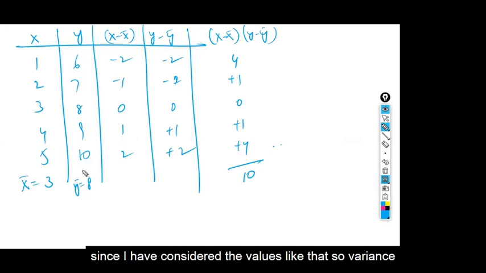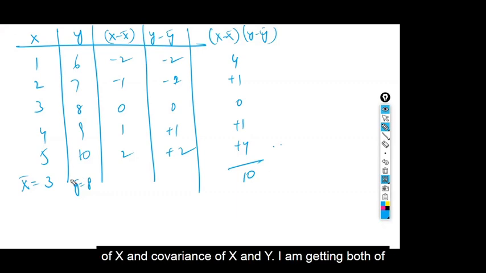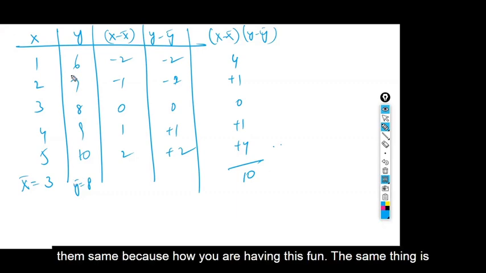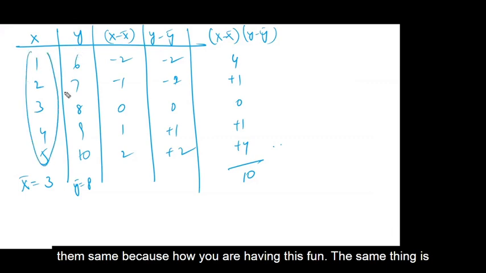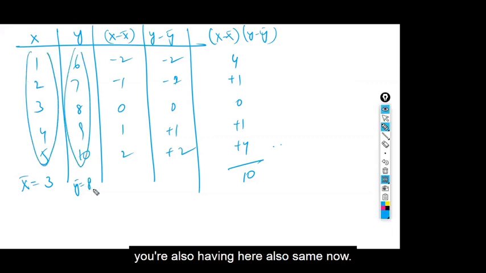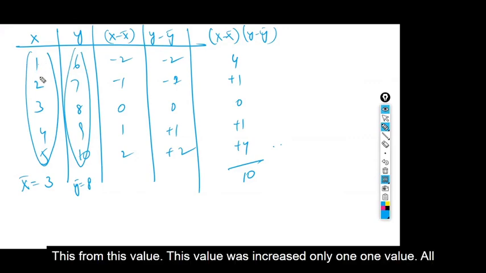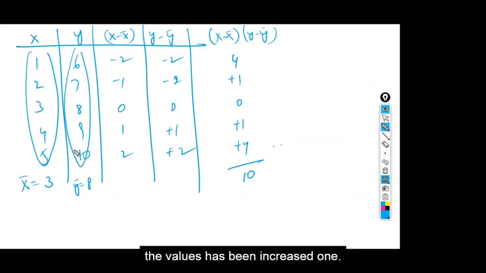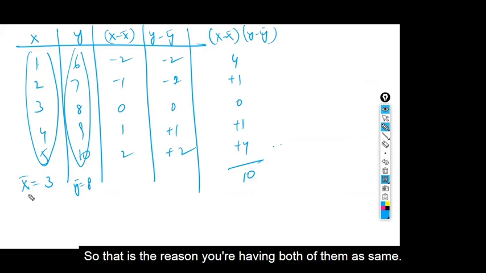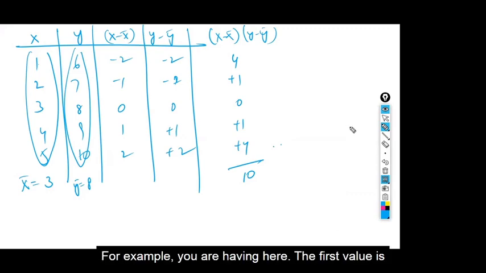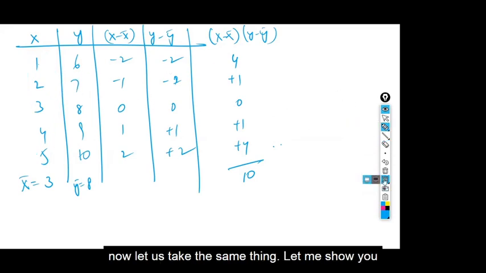Since I have considered the values like that, I'm getting the variance of x and the covariance of x and y both the same, because you are having the same thing here also. From this value, all the values have been increased by only one. So that is the reason you are having both of them the same.